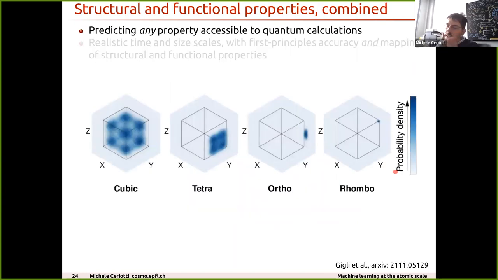And other examples. The message here is that implementation is still a little bit hit and miss, but we are really getting to the point where you can do with machine learning everything that you used to be able to do with ab initio molecular dynamics. You want to study the polarization of a ferroelectric, you can do that using a model of the interatomic potential, but also a model of the polarization built with the same machine learning techniques.